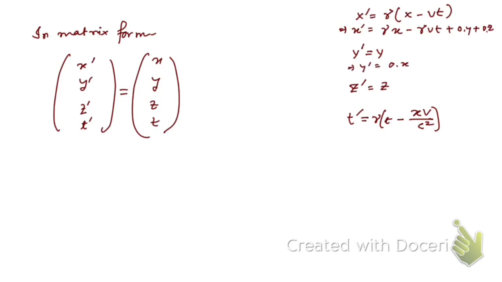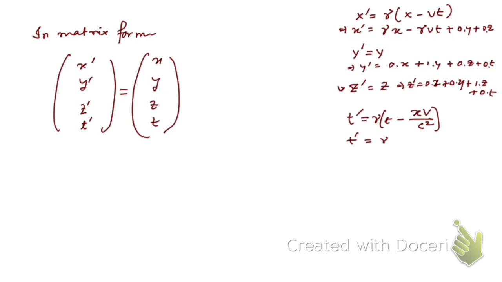Similarly, the next equation can be written this way: 0 into x, as there is no x, then 1 into y, because y dash is equal to y, and 0 into z. Then similarly there will be 0 into t as well. Hope you have understood this.